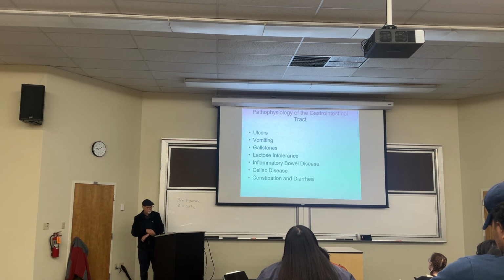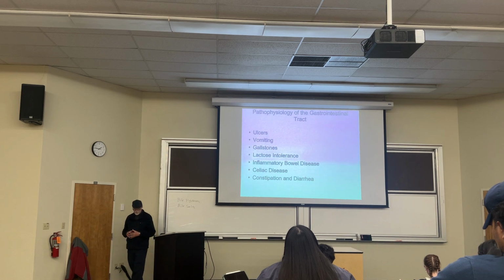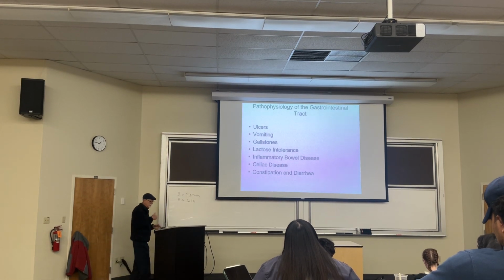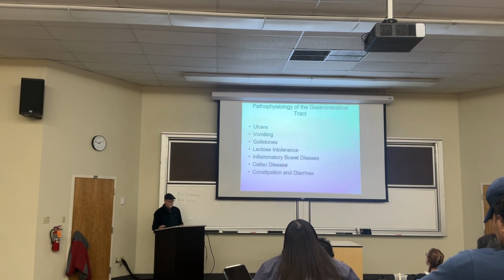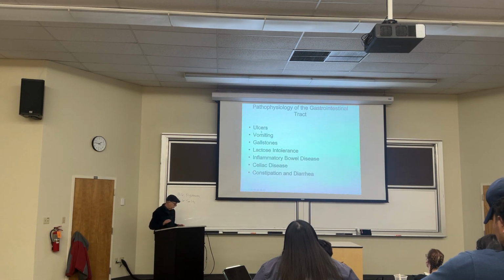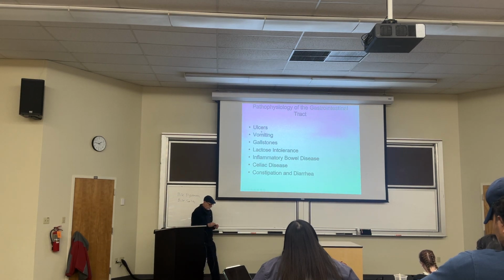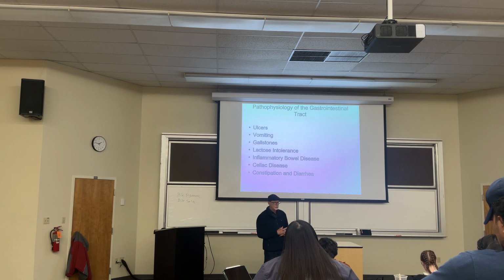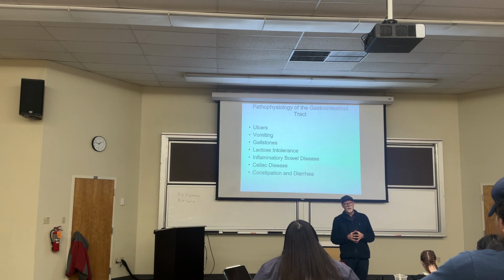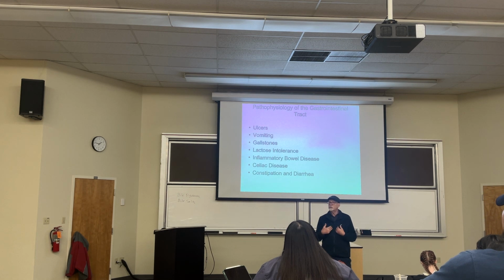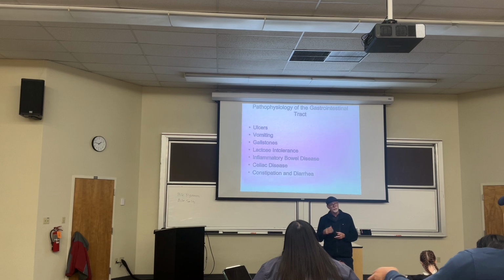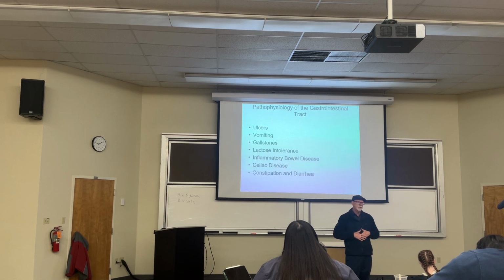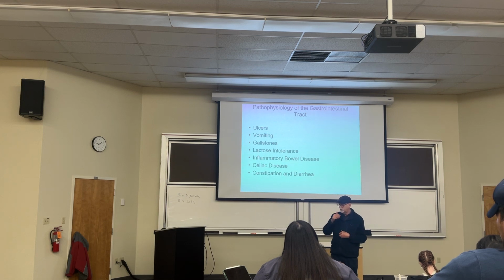A little bit on just some, not all, of the diseases that can affect the gastrointestinal tract. We know we have ulcers. Ulcers are where you can get a little depression, indentation along the mucosa of the digestive tract. If it's an ulcer in the stomach, we can call it a gastric ulcer or a peptic ulcer sometimes. If it's an ulcer in the duodenum, we can call it a duodenal ulcer, for instance.